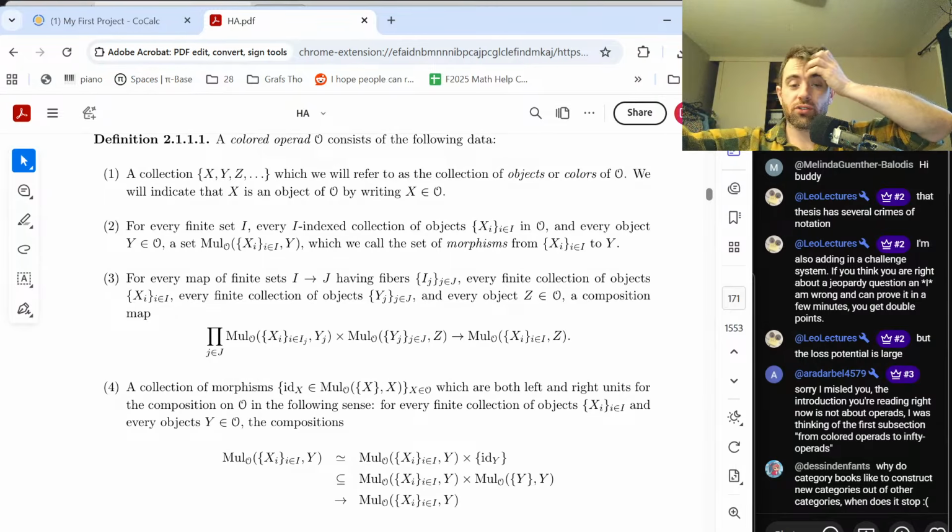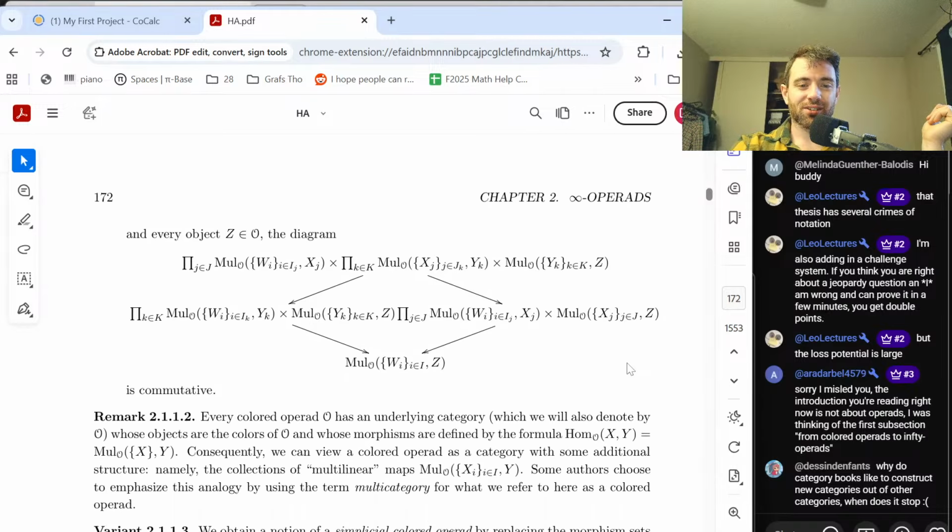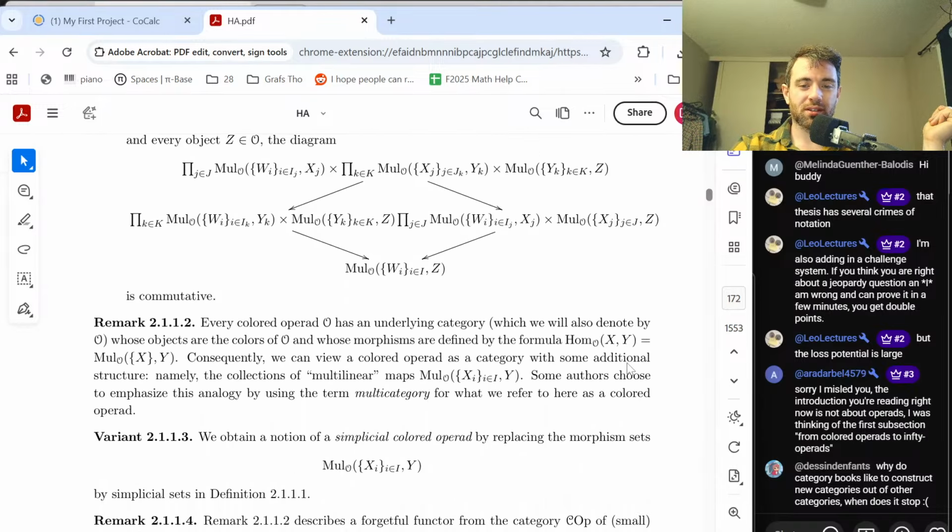But why is this colored? I just want to know the operads that I need to know for what I need to do. I guess colored operads are easier maybe?